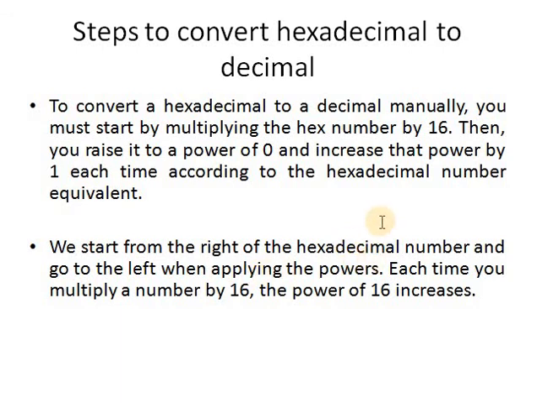Okay, first it is 16 power 0. If you go to the left, it will be 16 power 1, then 16 power 2, 16 power 3, 16 power 4, 16 power 5. Likewise, it will increment towards the left. Each time you multiply a number by 16, the power of 16 increases. If you are getting a fractional part, then you should move towards the right. From right to left, the power will be decreasing: minus 1, minus 2, minus 3, minus 4.